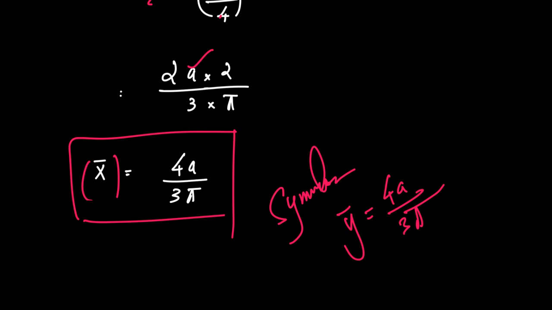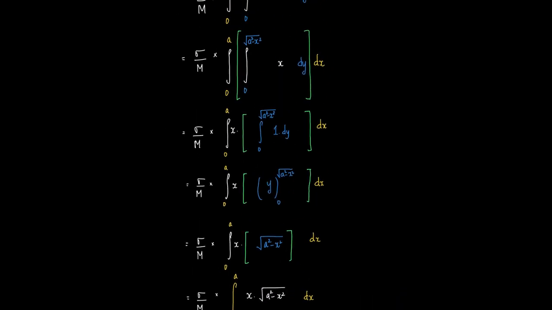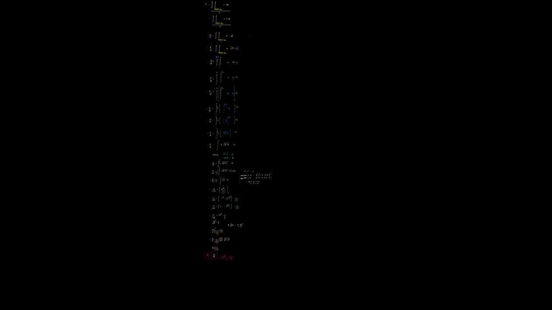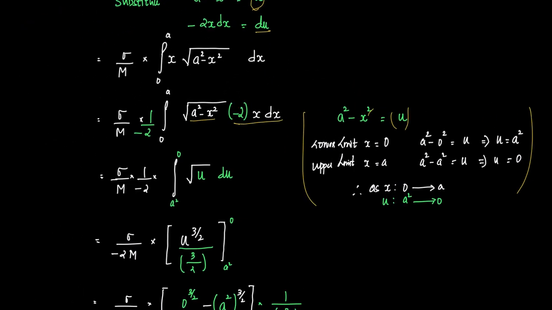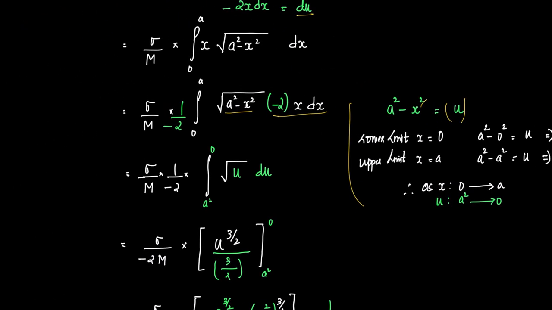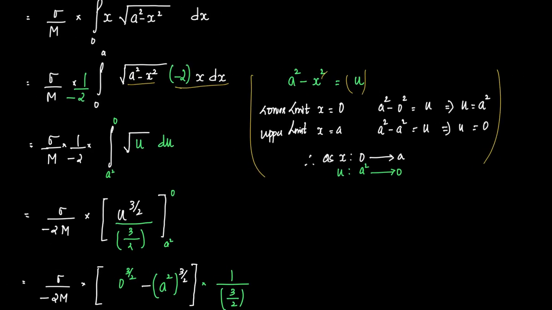Okay, that took really long time to explain these things. So things are complex because it was a really way longer integration, because I try to make sure that every step was explained to you clearly. And in this part, I think the most important step is to understand this transfer of limits from a square minus x square to u. All right, so that's the end of this derivation.